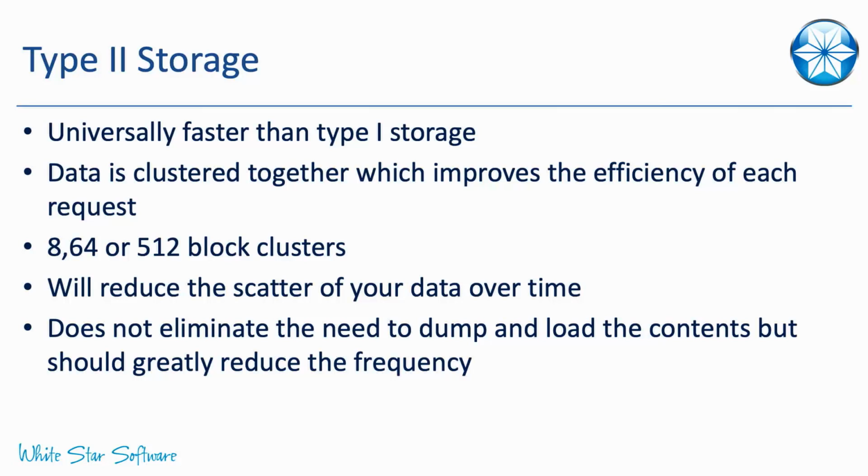It will reduce scatter over time. It won't get scattered as quickly. It doesn't completely eliminate the need for reorganization every so often, whether that reorganization is a dump and load, or a table move, or something else. It's going to be disruptive no matter what you have to do to get it reorganized. But it happens much less frequently on Type 2 than it does on Type 1.